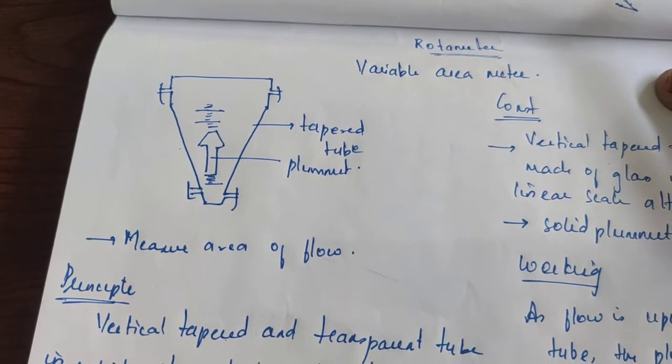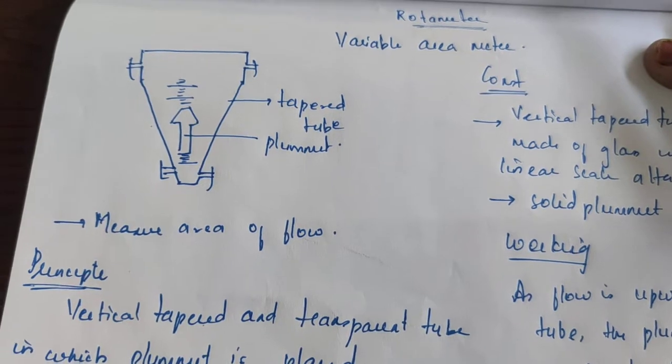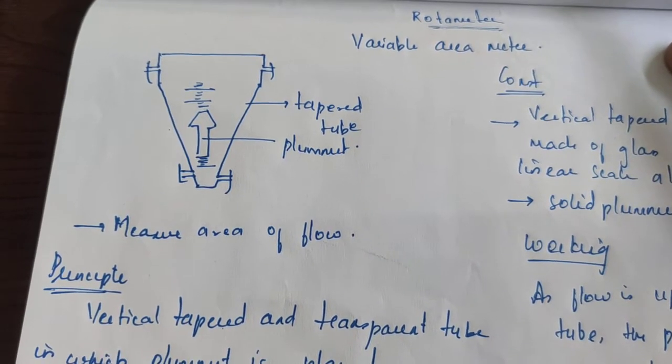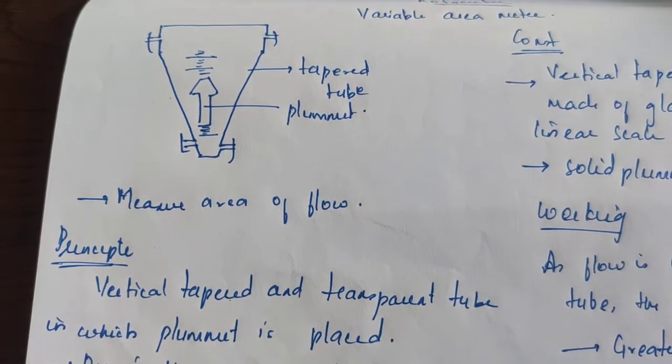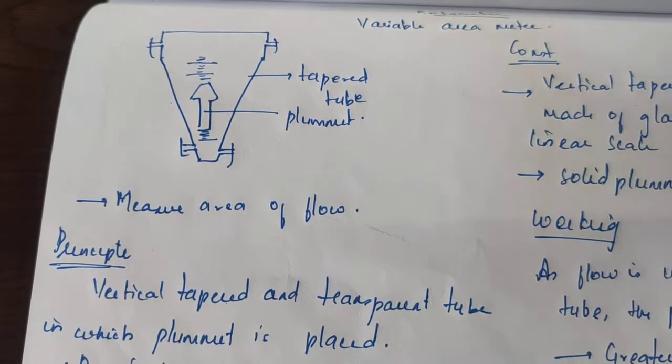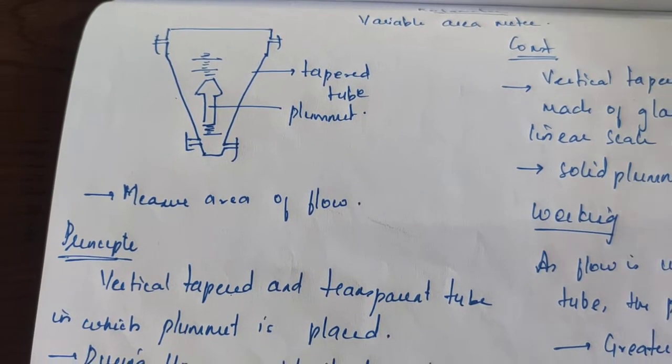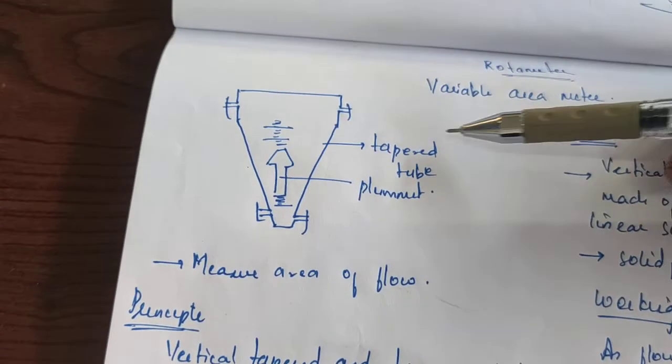Rotameter. Rotameter is also known as variable area meter. As the name indicates, area meter, it is used to measure the area of the flow of fluid. मतलब कितना area में flow of fluid हुआ है. Okay. To understand this rotameter, you have one diagram here.